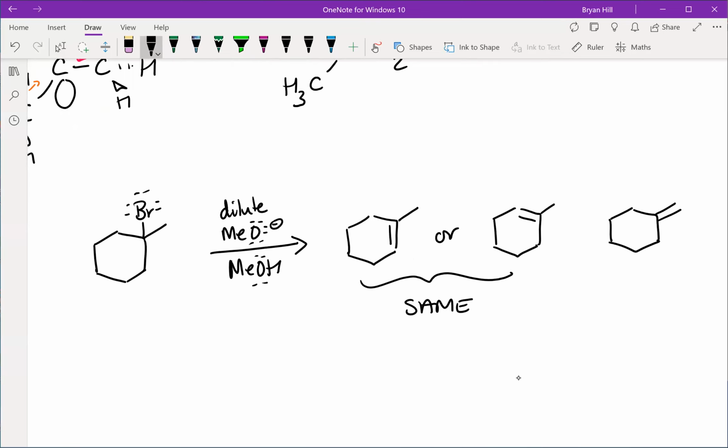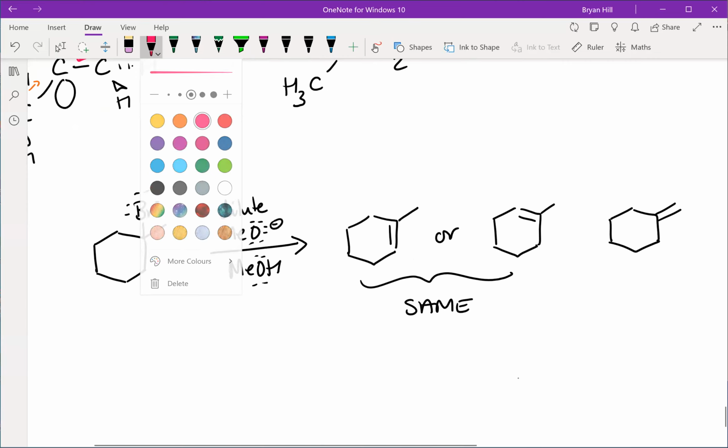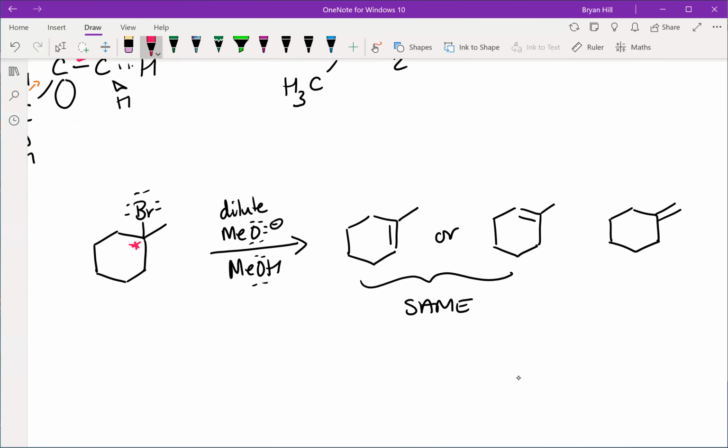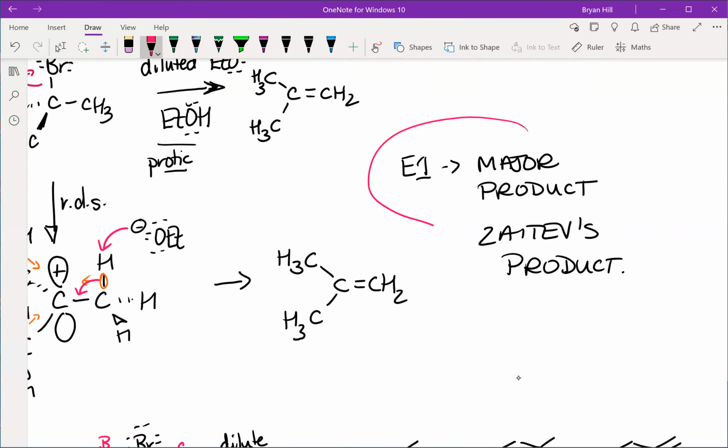So if we star the carbon with the leaving group, the proton's going to be removed from the carbons next door, which I will circle in orange. So removing it from A or removing it from B gives the same product. So that's A or B, and the minor product would be if it was removed from C over here, because you want to form the most stable double bond. So with E1 eliminations, the major product is Zaitsev's product.